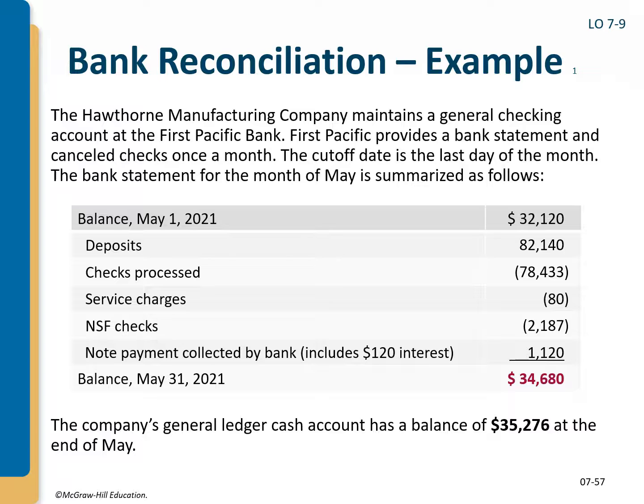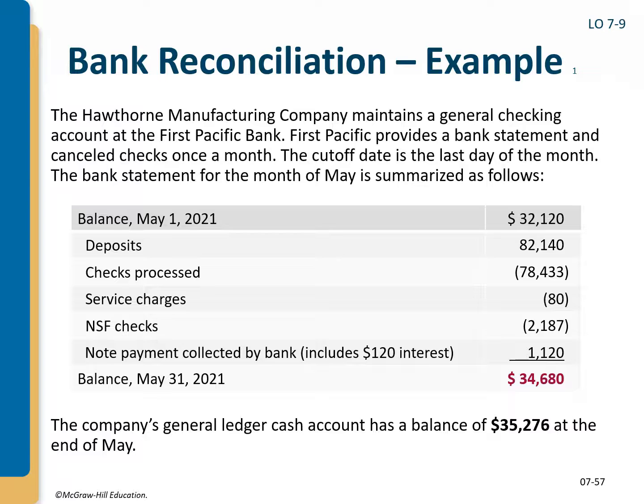The bank said they started with a balance of $32,120. They had deposits coming from Hawthorne of $82,140. They processed $78,433 of checks. They subtracted a service charge. Hawthorne had customers' checks returned that totaled $21.87, and the bank actually collected on a note receivable for Hawthorne of $11.20. So we add and subtract those items. The ending balance is $34,680. So that's what the bank statement's ending balance is.